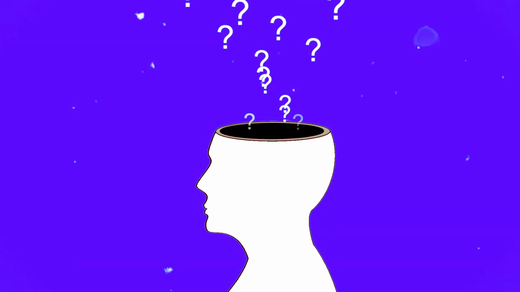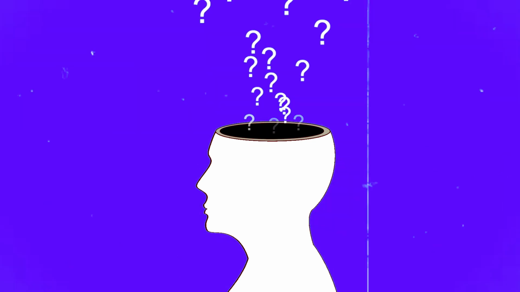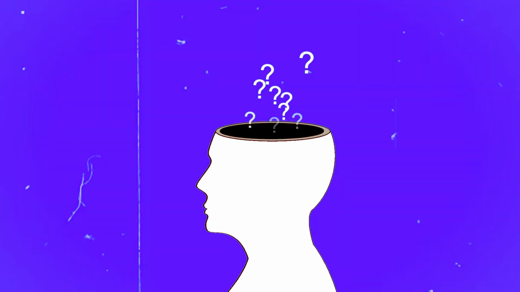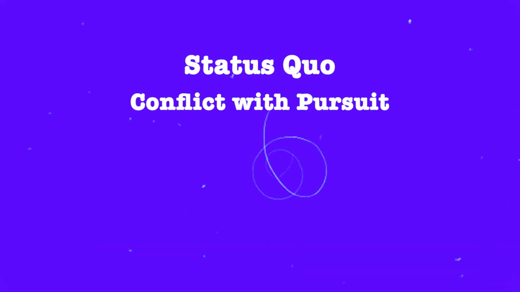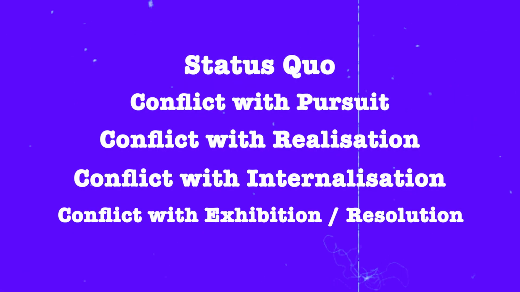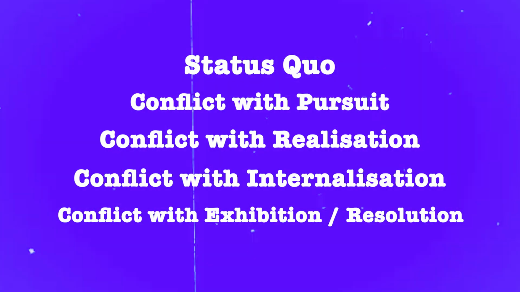So, how do we build these conflicts into the scenes that we write? We can ensure that each of our scenes pass through five stages. Status quo, conflict with pursuit, conflict with realization, conflict with internalization, and then finally conflict with exhibition or resolution.